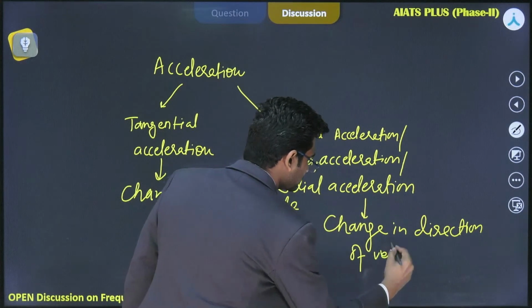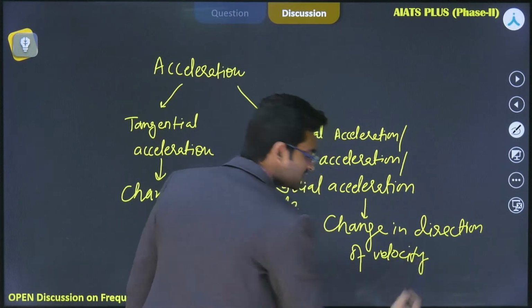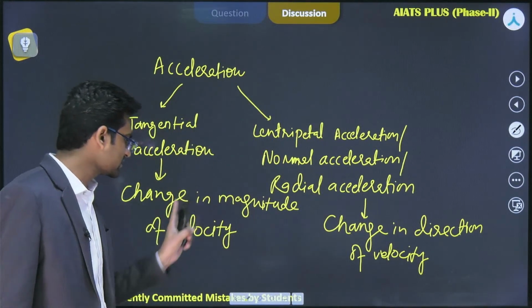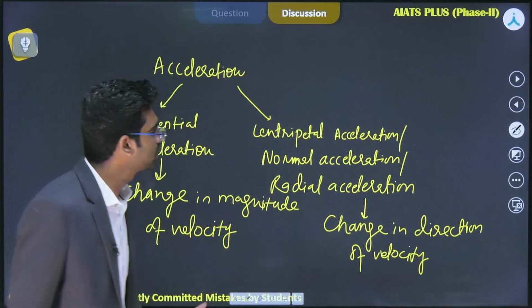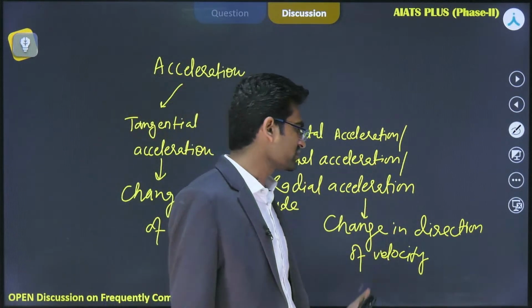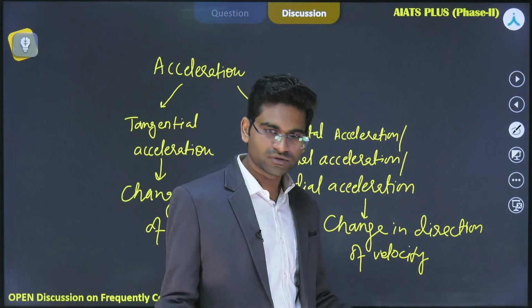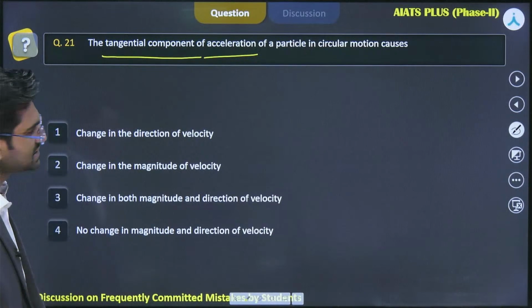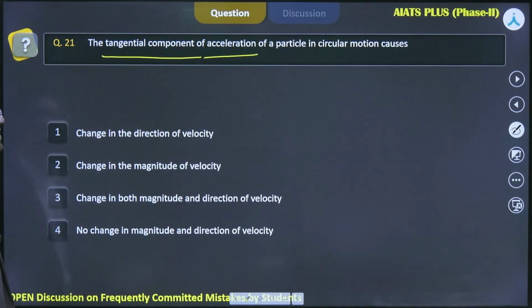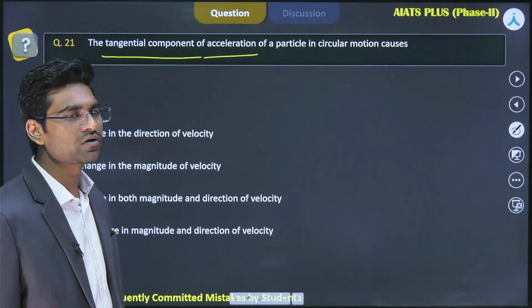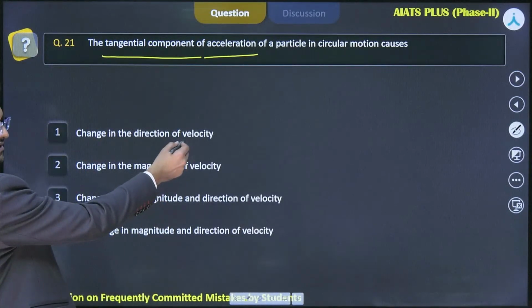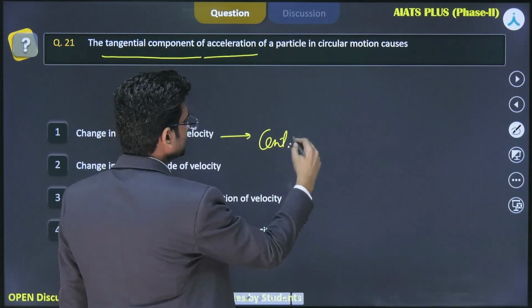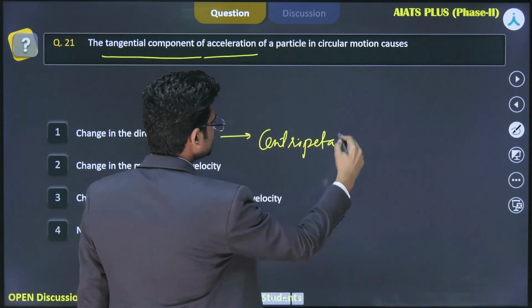There are two things associated with velocity: one is direction and the other one is magnitude, right? Tangential acceleration causes change in magnitude of velocity, and centripetal acceleration causes change in direction of velocity. Both the components are dealt with. So what would be the answer now? The tangential component of acceleration causes change in the direction of velocity? No, it is caused by which acceleration? Centripetal acceleration.